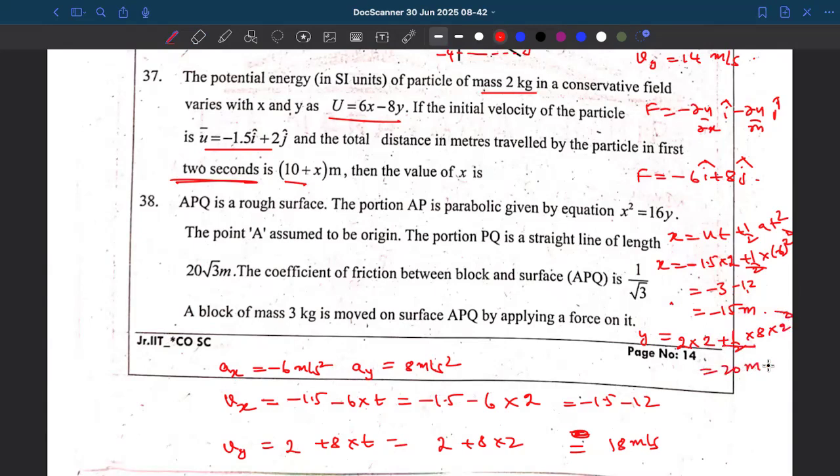20 meters. 15 and 20, so x square plus y square gives what? Under root of 15 square plus 20 square is 25. 25 equals 5 plus 10 plus x, and the answer given there is 37. Total distance traveled in meters by the particle in the first 2 seconds.